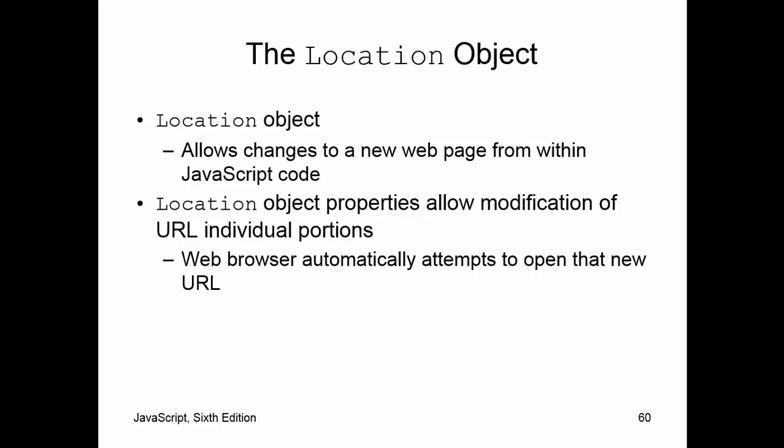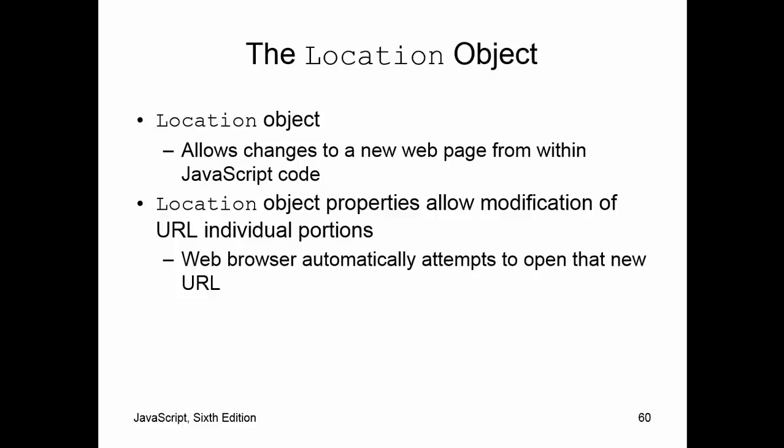Let's talk a little bit about the location object. And I'm on 343 if you're following along in the book. When you want to allow users to open one web page from another web page, you typically create a link within the A element. You can also use JavaScript and the location object to open web pages. So what this location object does, as mentioned right here, is it allows you to change to a new page, but do it within JavaScript code.